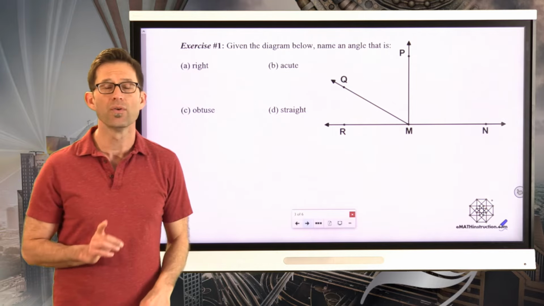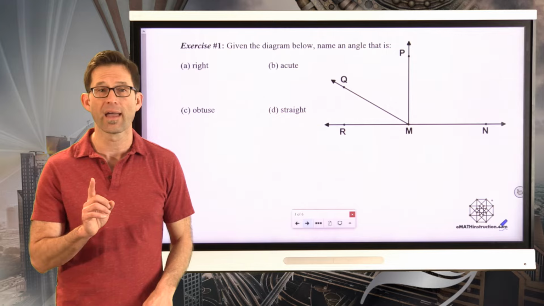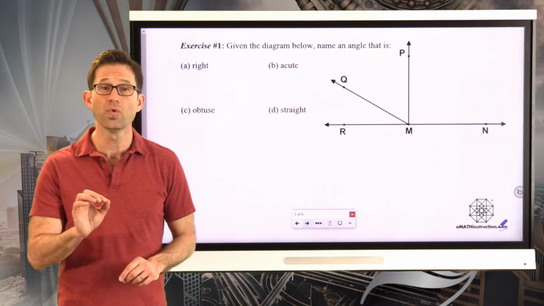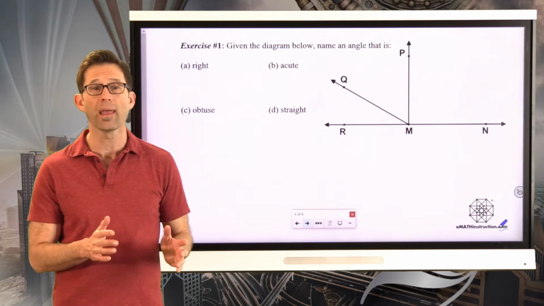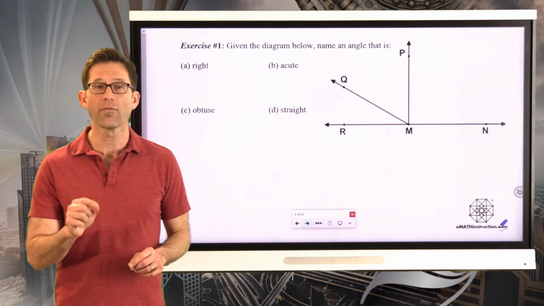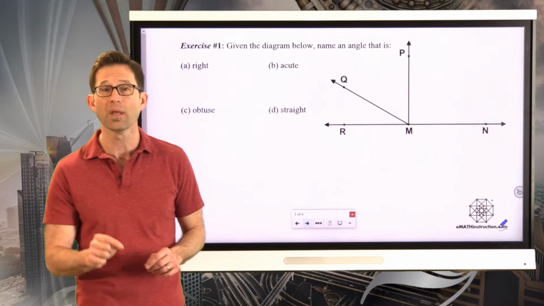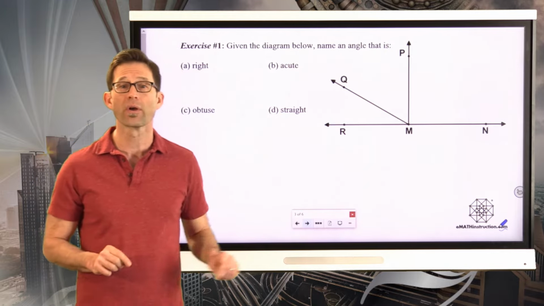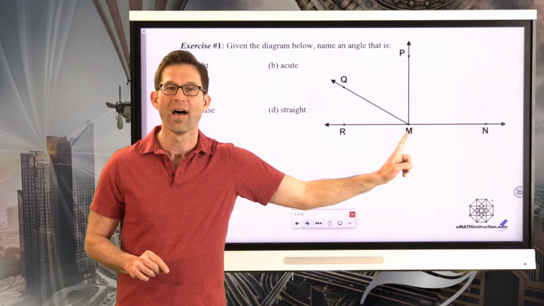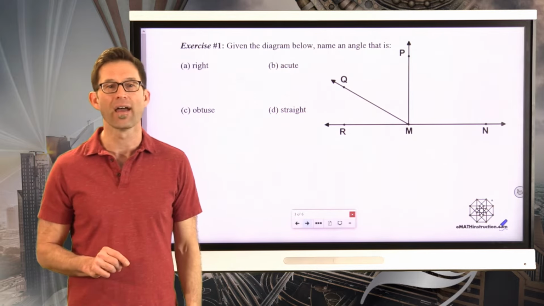So what I'd like you to do right now is pause the video and see if you can name a right angle. And side note, there are actually two right angles in this picture. I'll name them both, but why don't you just try to name one of them? And yes, for every angle you're going to have to use the 3-letter naming system, because every angle we're going to name has M as its vertex. So pause the video now and give me a right angle.